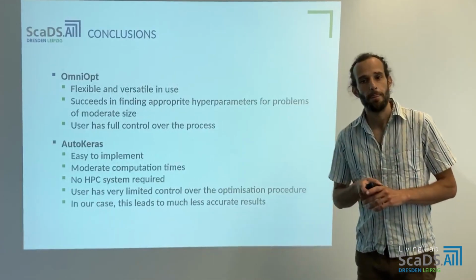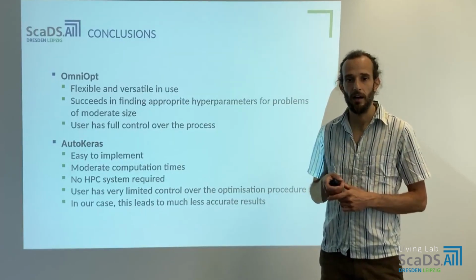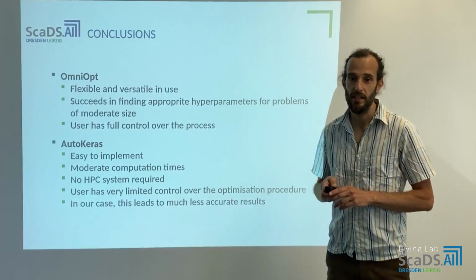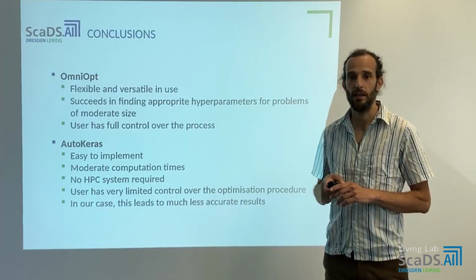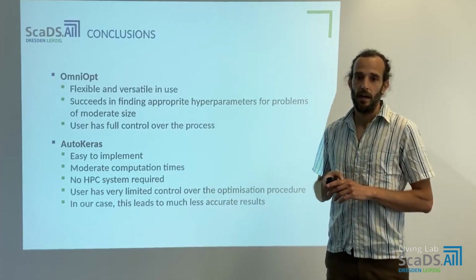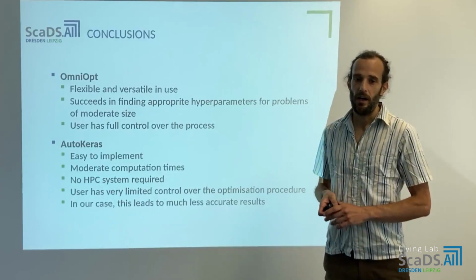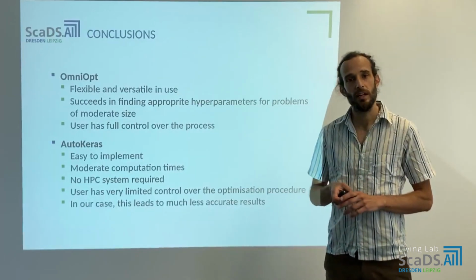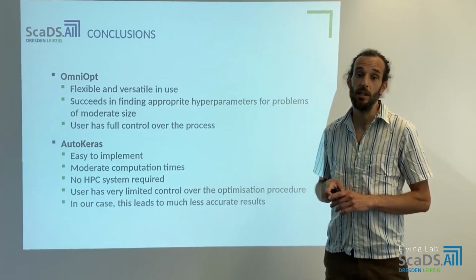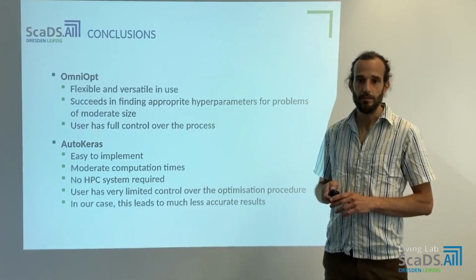So now let me draw some conclusions. Maybe first about AutoKeras. It's extremely easy to implement. The computation times are moderate. No HPC system is required. But the drawbacks are that the user has very limited control over the optimization procedure, and in our case, it didn't lead to good results.